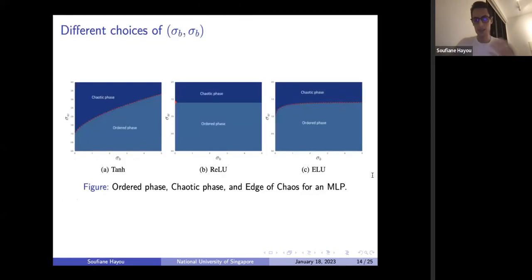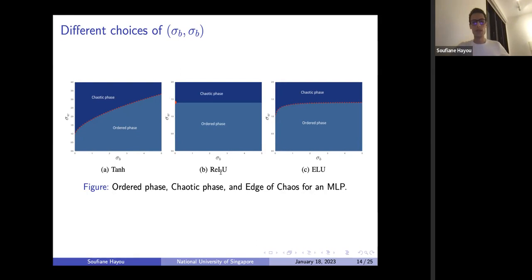So just to explain what I mean by these initializations: the ordered phase, the chaotic phase, and the edge of chaos, you can think of them as regions in a two-dimensional plane where the variables are sigma b and sigma w. If you choose sigma b, sigma w here, you get the chaotic phase, for example. This is for the hyperbolic tangent. You choose sigma b, sigma w here, you get the ordered phase. And the edge of chaos is just the curve between them. So it's like a phase transition, basically.